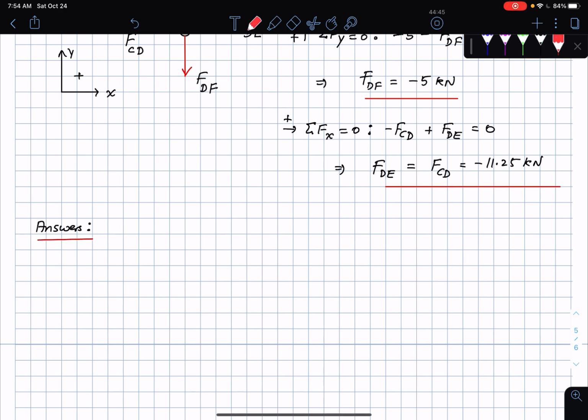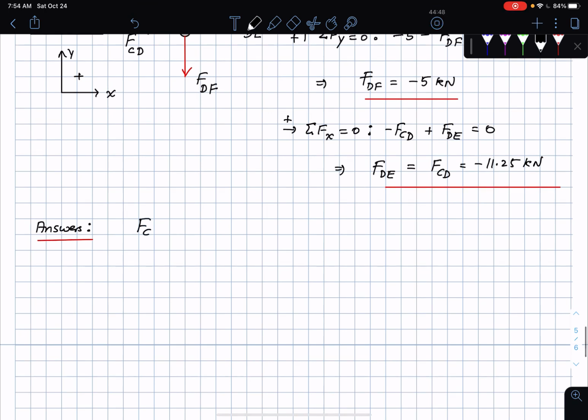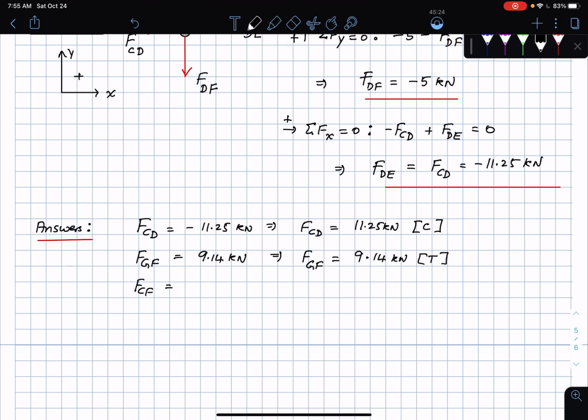Alright, so I start off by writing FCD. FCD was minus 11.25 kilonewtons, which means that FCD is 11.25 kilonewtons in compression. Then I have my other two culprits, FGF, which ended up being 9.14 kilonewtons, a positive value. So FGF is 9.14 kilonewtons in tension, and FCF ended up being 3.2 kilonewtons positive as well, which implies that FCF was 3.2 kilonewtons in a state of tension.